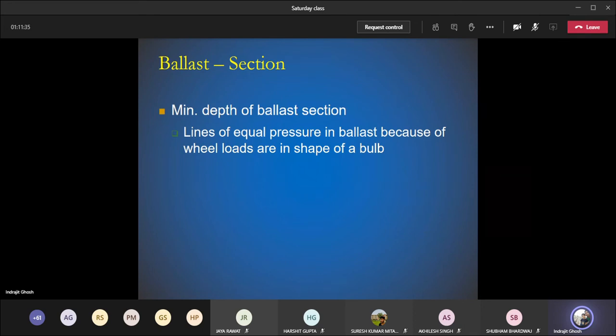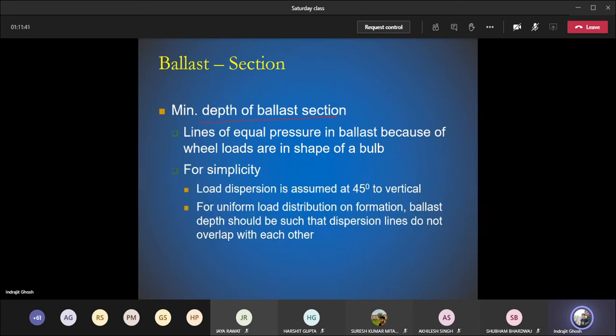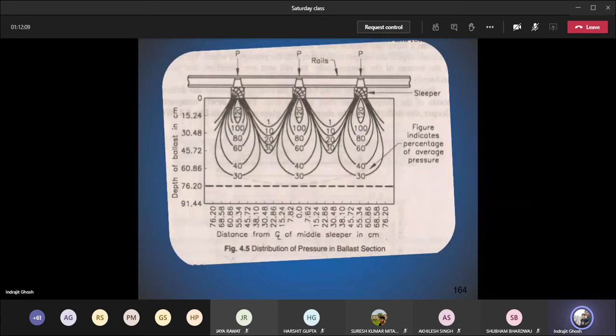So very easy to remember. Minimum depth of ballast cushion. There are certain assumptions which are listed here. But before looking at these two, see the lines of equal pressure in ballast because of wheel loads are in the shape of a bulb. I believe all of you remember that when we talked about the pressure in the ballast layer or the ballast cushion, we have shown a photo where the pressure is distributed in the form of a bulb. These ones we have discussed earlier.